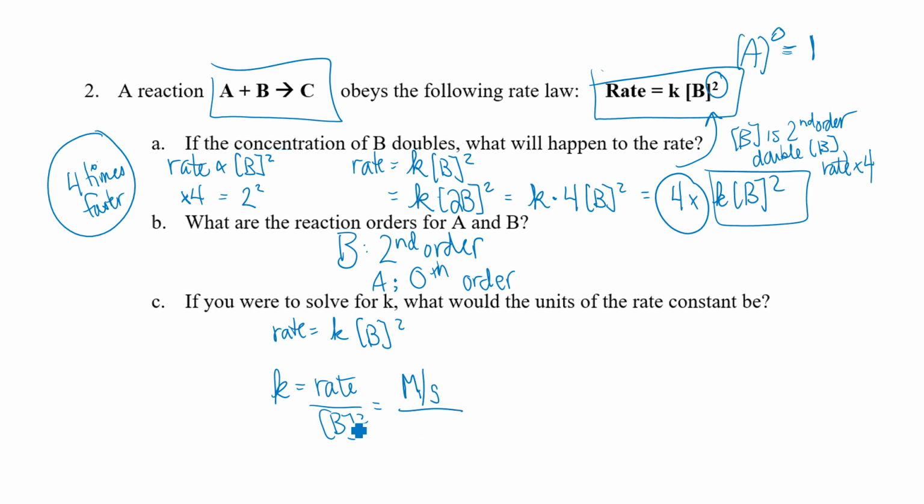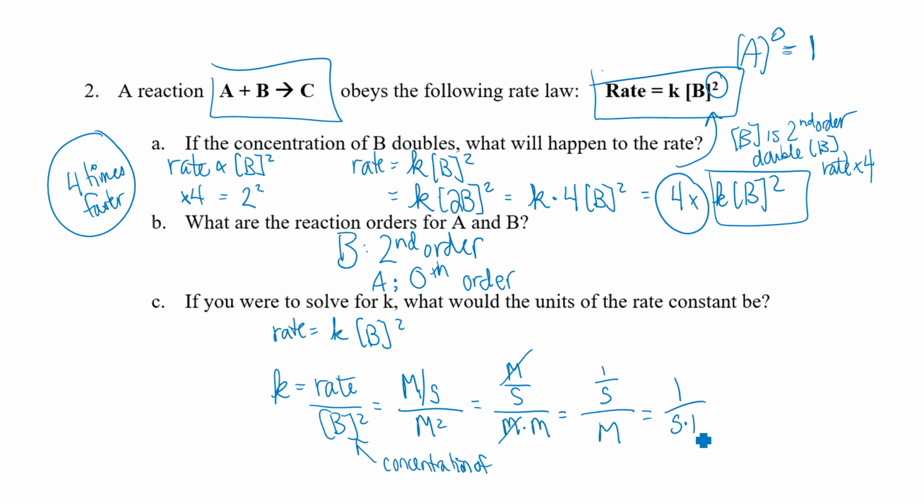And then the bottom, whenever you see these square brackets, this stands for concentration of. So this is measured in molarity. So the top is molarity per second. The bottom is molarity squared, so that's molarity times molarity. So notice I've got molarity on the top and the bottom. So we're going to cancel one of those M's out. And you're left with 1 over second over molarity. We can consolidate that and say 1 over second molarity.